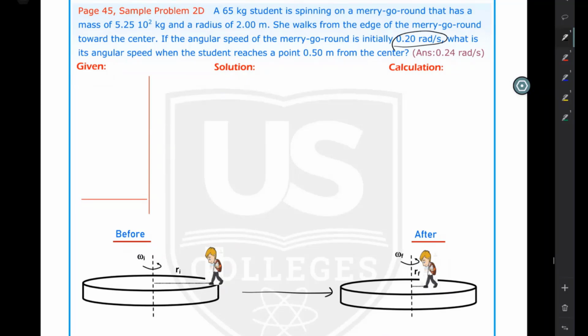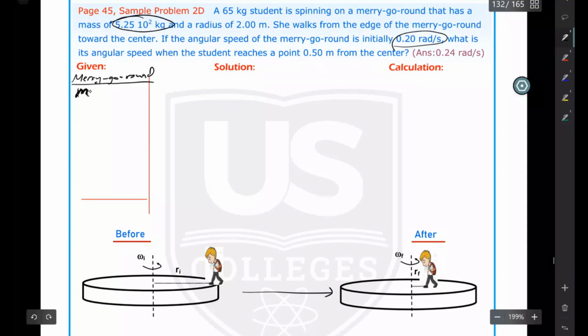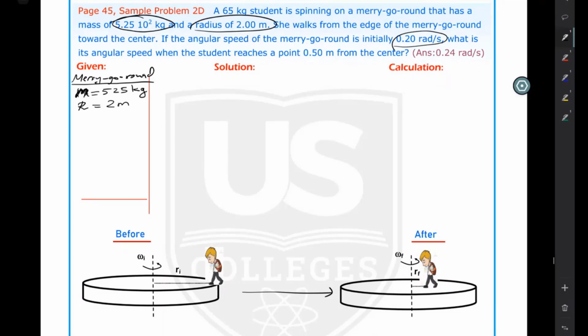So the first component is, as I said, the merry-go-round. I will separate them. Merry-go-round has a given mass. How much is the mass? 525, capital M. One mass will be greater in number than the other one. That's why for that mass, write capital M. Merry-go-round is the greater mass, 525, so I will write it in capital M. And also the radius of the merry-go-round, capital R, which is 2 meters. So this is the given for the merry-go-round.